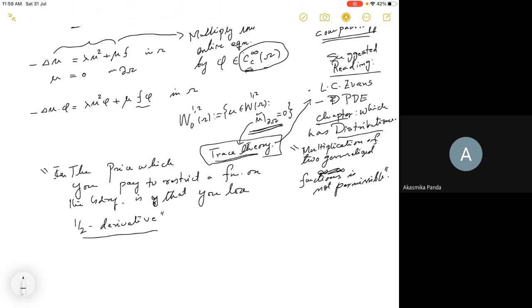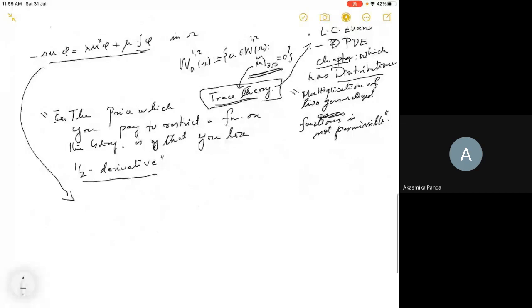So I have now multiplied this equation with phi. And the usual trick is now to apply the integration by parts.